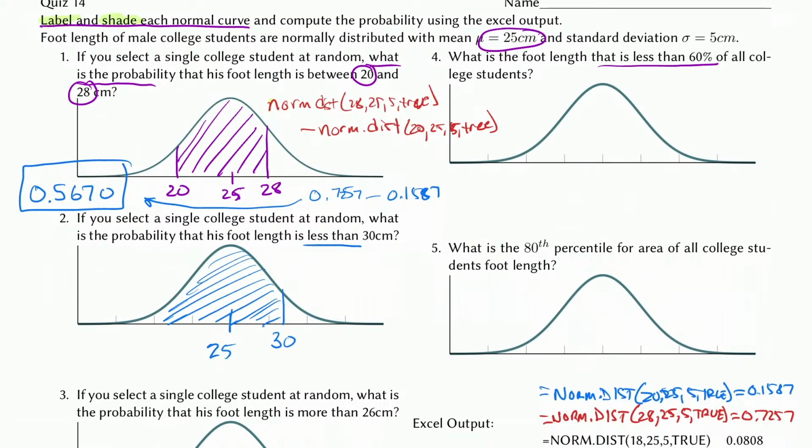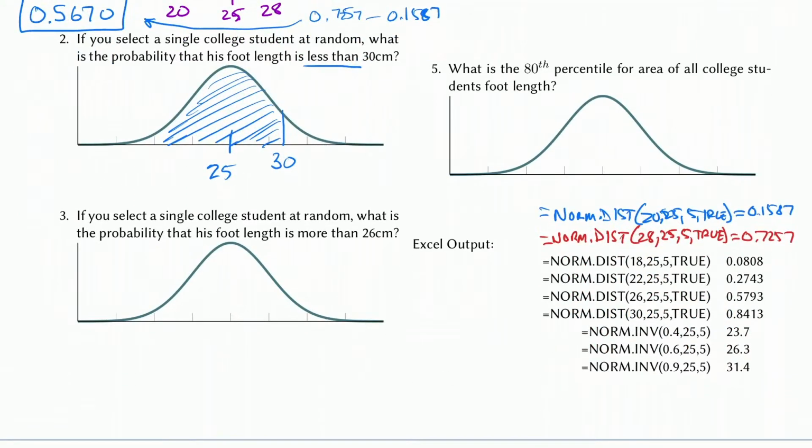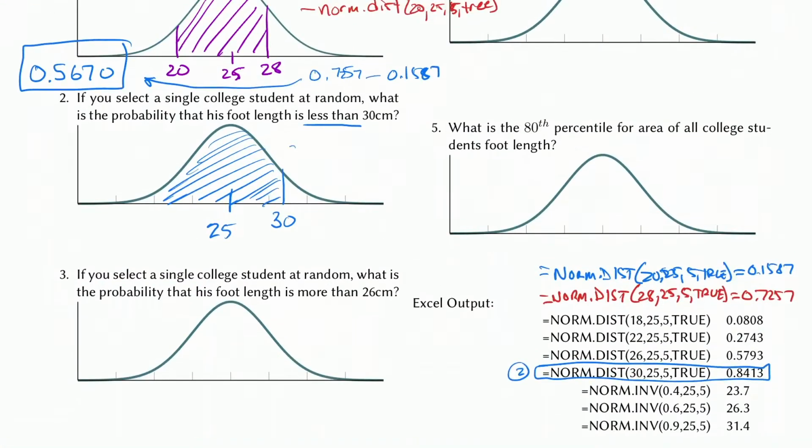Now this one is easy. That's just going to be this right here. This norm.dist right there. That's number 2. So that's going to be 0.8413. So far, so good. Hopefully, now the next one, 26.